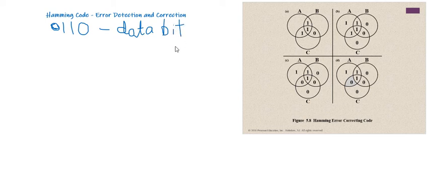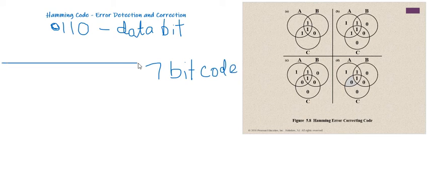For the 4-bit data, we are going to create a 7-bit code word. That is called a 7-bit code word, or just code. So it's going to have 7 bits. What are the 7 bits? We have only 4-bit data, so how can we create a 7-bit code? Here the 7 bits go like this.